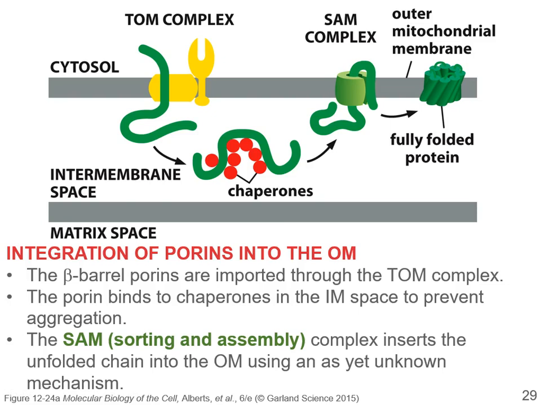So there's some kind of sorting process right here. SAM is sorting and assembly. That's what that stands for. The details of this mechanism aren't known, but these are the players, and this is as much as we know about the process at this point. The membrane transport proteins I showed you previously were alpha helices. This is how a beta porin will be positioned. And remember, the porins are in the outer mitochondrial membrane.